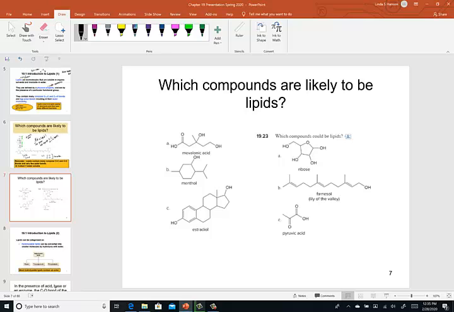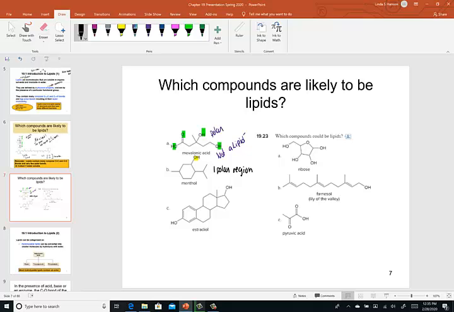Methylonic acid in letter A. Notice that I can point out quite a few polar regions in that particular molecule. That molecule is very polar. This is not a lipid. And when I say that, there's just not enough carbon to carbon or carbon to hydrogen bonding. When I look at letter B, menthol, there is an alcohol group. I do see an OH, but there's just one of them.